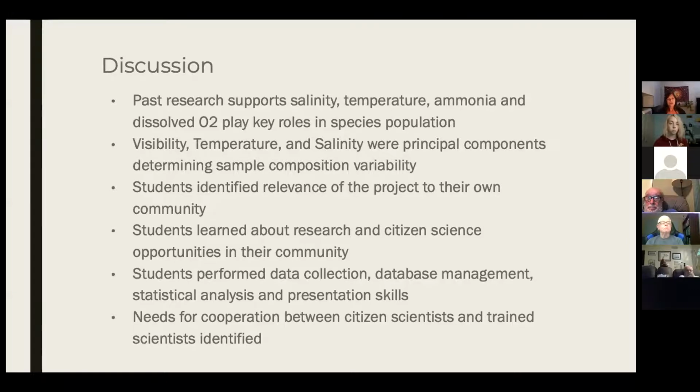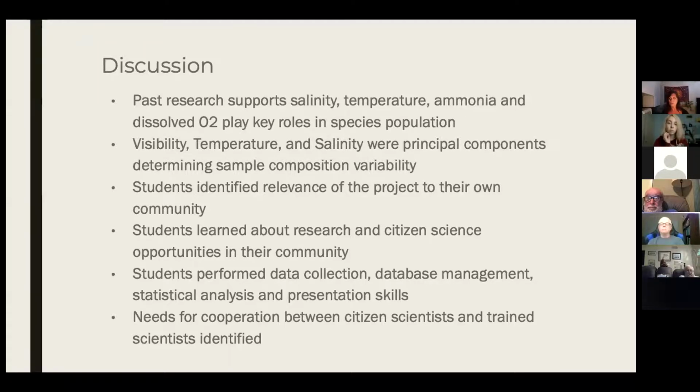So I'm willing to accept that things like visibility, temperature, and salinity would be drivers in our environment that would influence variability in the species that we found in that environment. The students were able to sift through this huge torture session I just put you through and identify why we care about knowing these values, right?